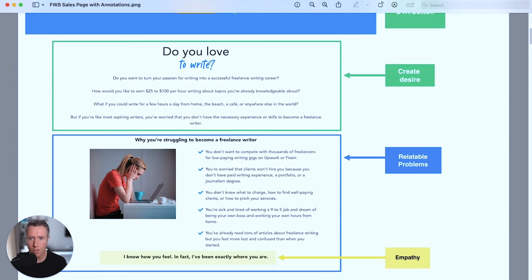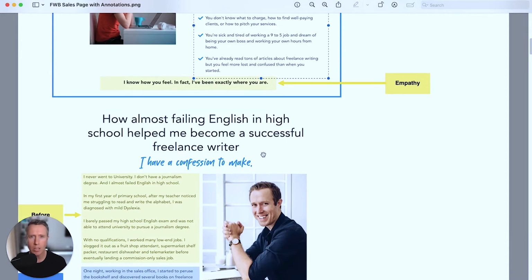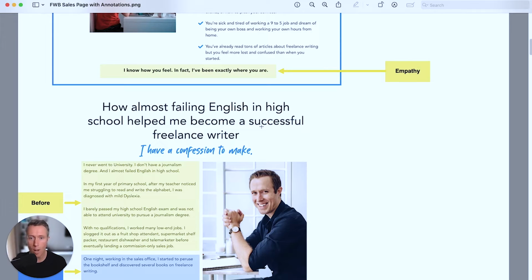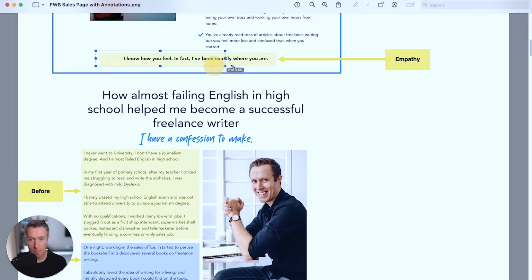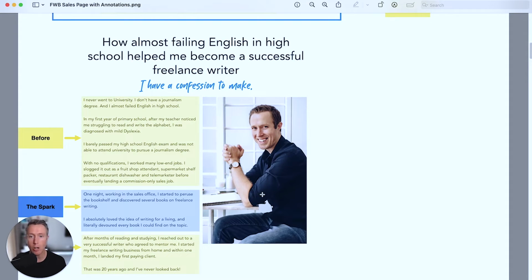We then create a desire with the "do you love to write" section, which is all about creating desire. We have then related to the challenges they're going through by saying, hey, we understand them, because I've written them out and explained your problems so well that it's created a rapport with you. I've then shown empathy to you, and I've then expanded by sharing my own story, how almost failing English in high school helped me become a successful freelance writer.